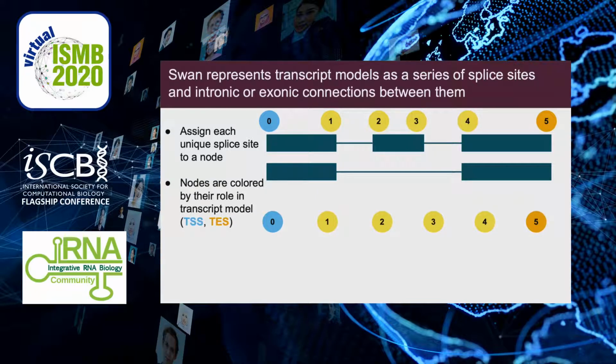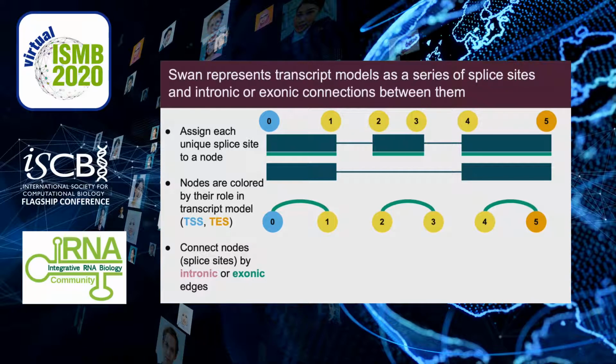Nodes are colored by their role in the transcript models. Blue nodes represent transcription start sites, orange nodes represent transcription end sites, and yellow nodes are internal to the transcript model. Then, we need to represent introns and exons, which we can do by adding edges between nodes. Green edges are added between splice sites to represent unique exons, which are seen in the above transcript models. When added to the Swan representation, they are arcs between nodes.